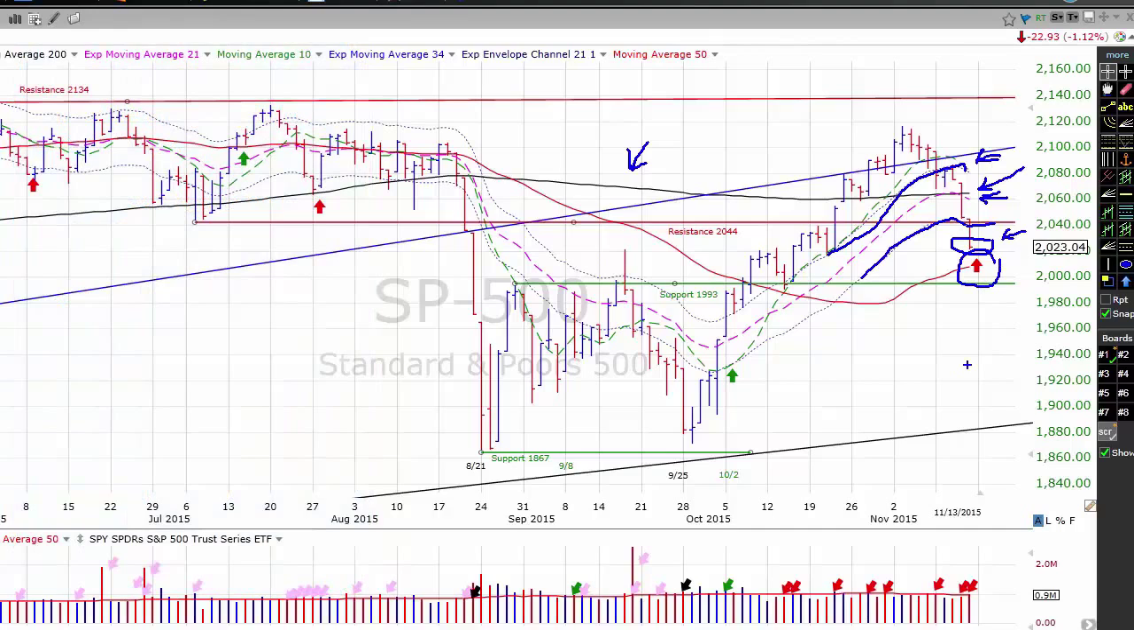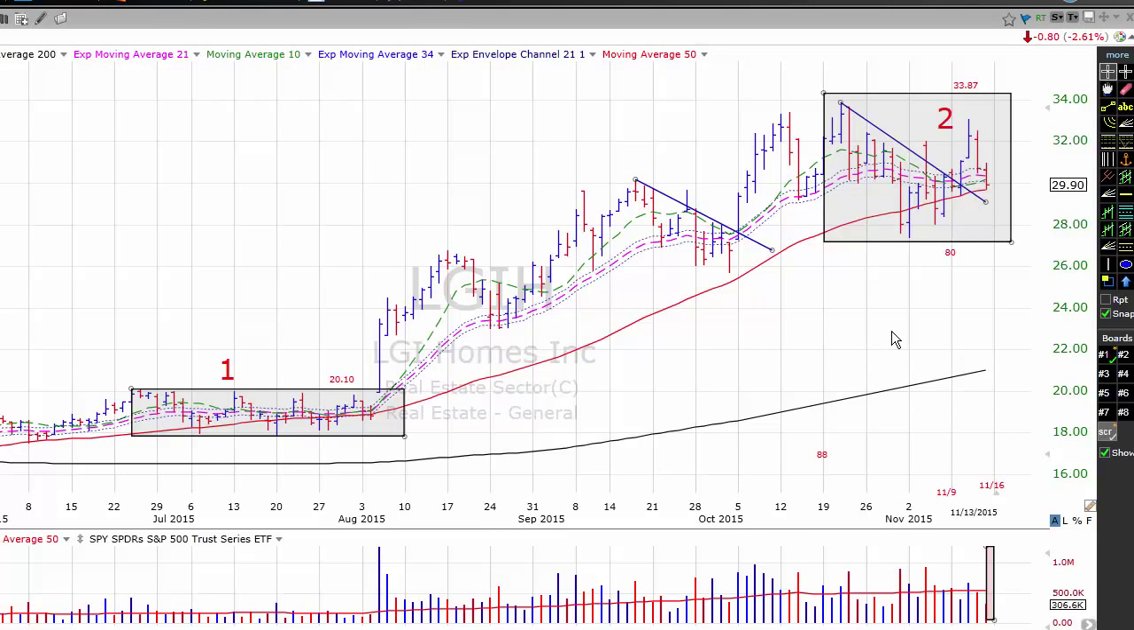Even though we're on a sell signal, it's important that we maintain a watch list. So let's put together a little bit of a watch list here. First stock I want to take a look at is LGI Homes. LGI is currently working on a second stage square box base.